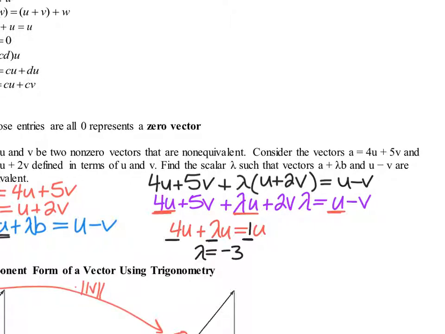-3? Yes, indeed it is. Because 4 minus 3 does in fact equal 1. All right, so then just for giggles, I'll make sure that that works for the v's.